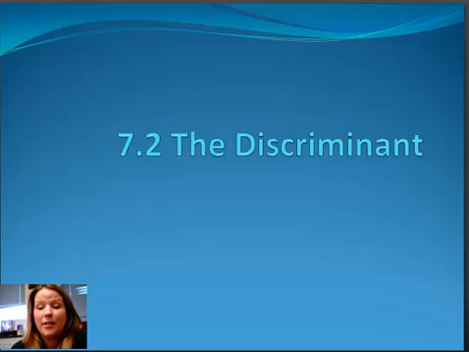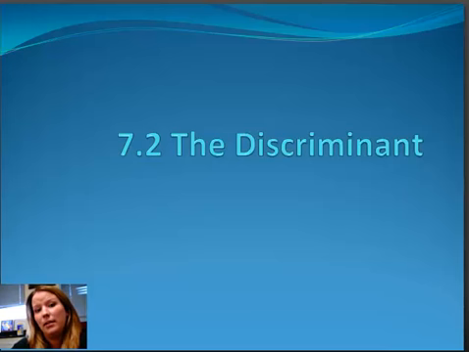Okay, today we're going to talk about the discriminant. Now, I used this word yesterday in class, at least I think I did. It is a part of the quadratic formula that can tell us what kind of answers we're going to end up with once we do our entire formula. It's kind of a little shortcut, like if you had a multiple choice test.